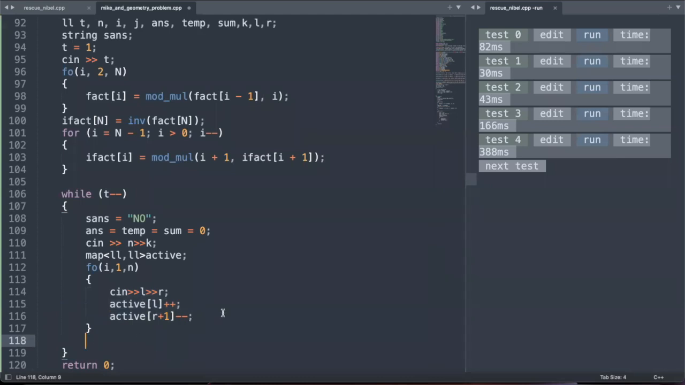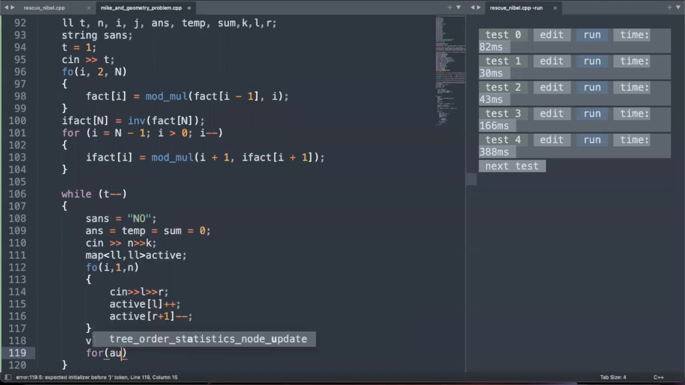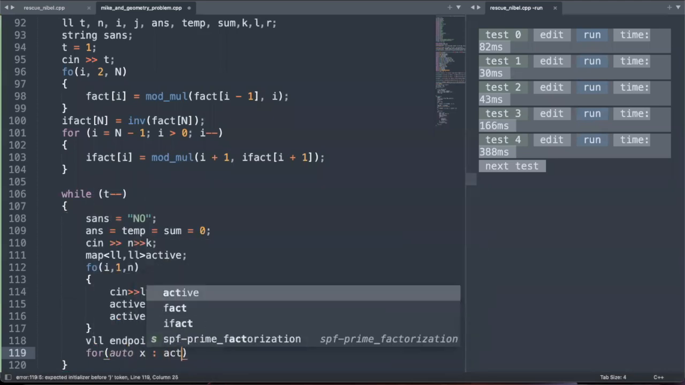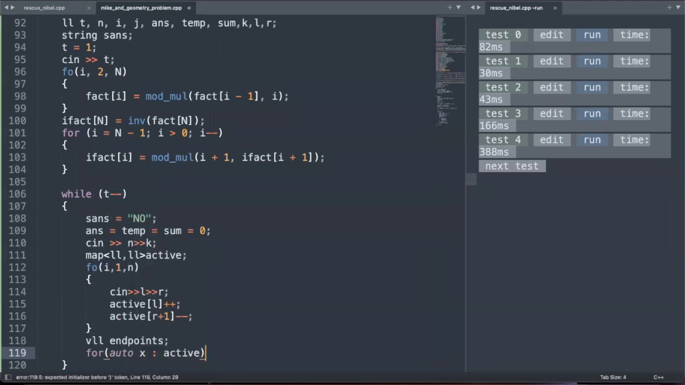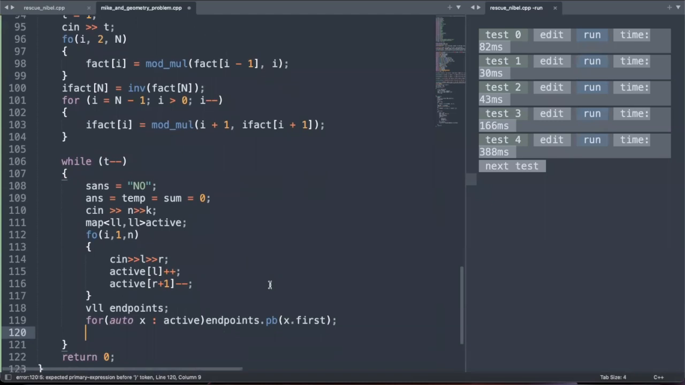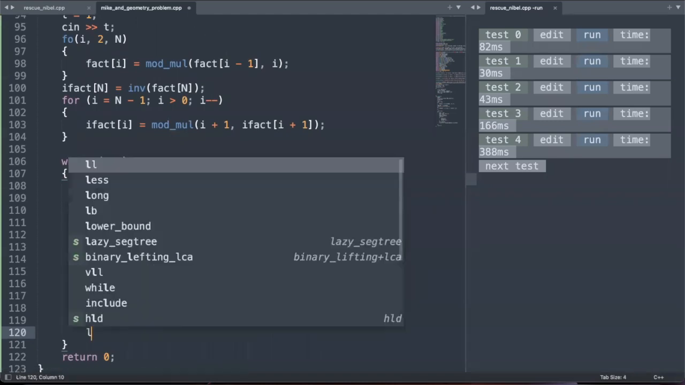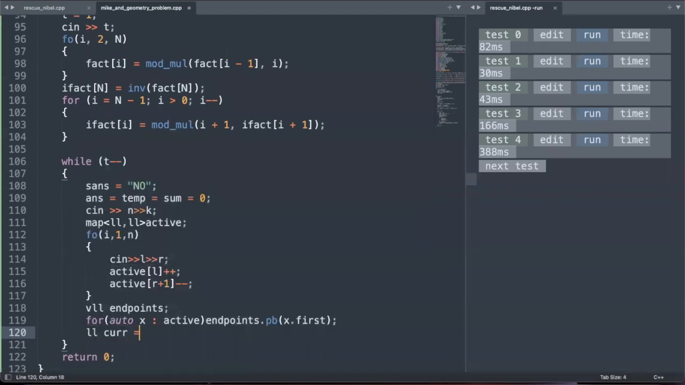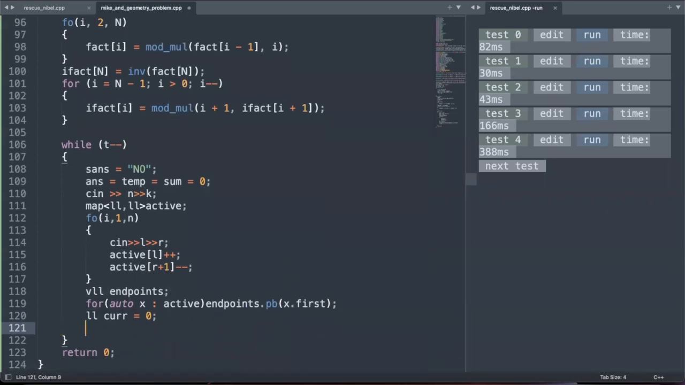Okay. Now we can also have a vector which stores all the important points that we have, all these 2n points in the worst case. So we'll go over the map, and we will basically push all these points into our vector. So endpoints dot push back x dot first. So all these important points are also in the vector. We'll see how we will use this vector later on. So let's keep a variable, let's say cur. This denotes the number of segments which are turned on right now.